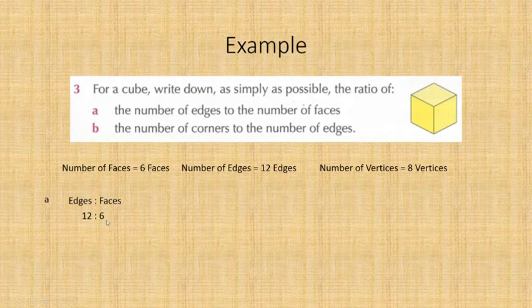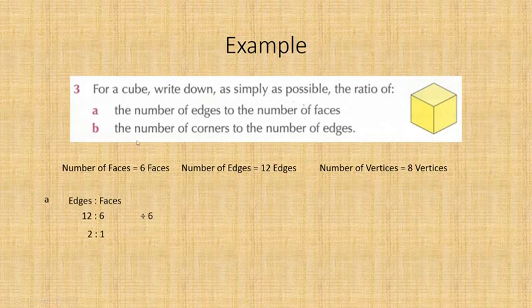After that, I told you that the ratio is exactly like a fraction, so you have to simplify it. So think about simplifying these two numbers. When I thought about them, I can divide both of them by 6. So 12 divided by 6 equals 2 and 6 divided by 6 equals 1. So the answer is going to be 2 to 1. Okay? So the ratio of the number of edges to the number of faces is 2 to 1.